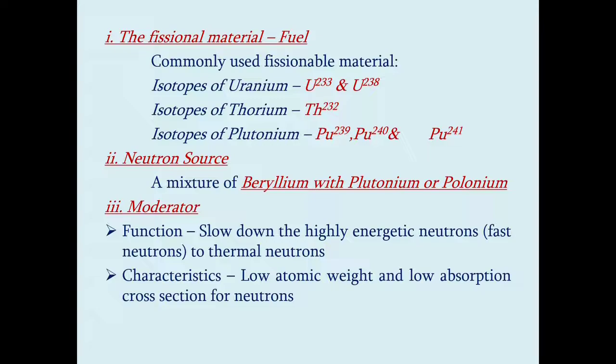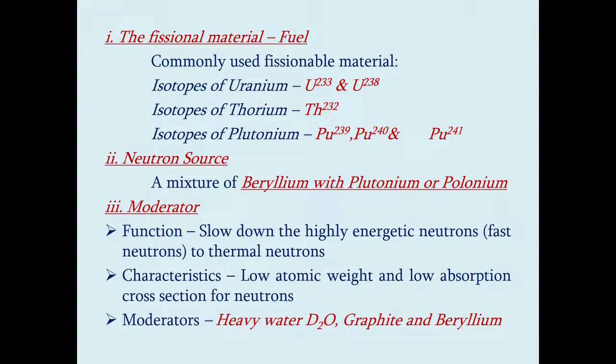These moderators should have some properties. They should have low atomic weight and low absorption cross section for neutrons. If they have a high absorption cross section, these moderators will absorb neutrons. The materials used as moderators are heavy water, that is D2O, graphite and beryllium. These materials are used to slow down the highly energetic fast neutrons.